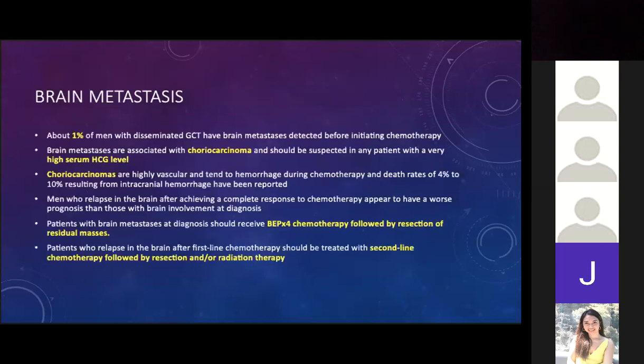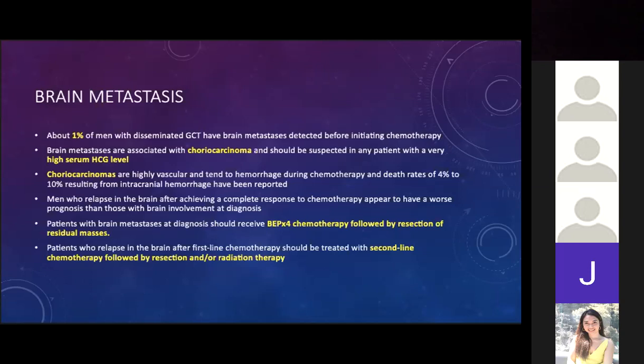About 1% of men with disseminated germ cell tumor have brain metastases detected before initiating chemotherapy. Brain metastases are associated with choriocarcinoma, as previously mentioned, and should be suspected in any patient with a very high serum HCG level, more than 10,000. Choriocarcinomas are highly vascular and tend to hemorrhage during chemotherapy, and death rates of 4% to 10% resulting from intracranial hemorrhage have been reported.